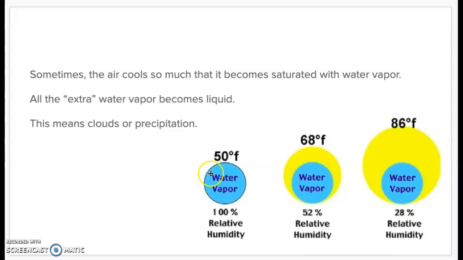If it gets colder than 50 degrees here, let's say it gets down to 40 degrees, it's not going to be able to hold this much water vapor, okay? So all that extra water vapor becomes liquid, and this means clouds that start sticking to dust and stuff in the air. And if there's enough condensation, it'll become precipitation like rain or hail or something like that.